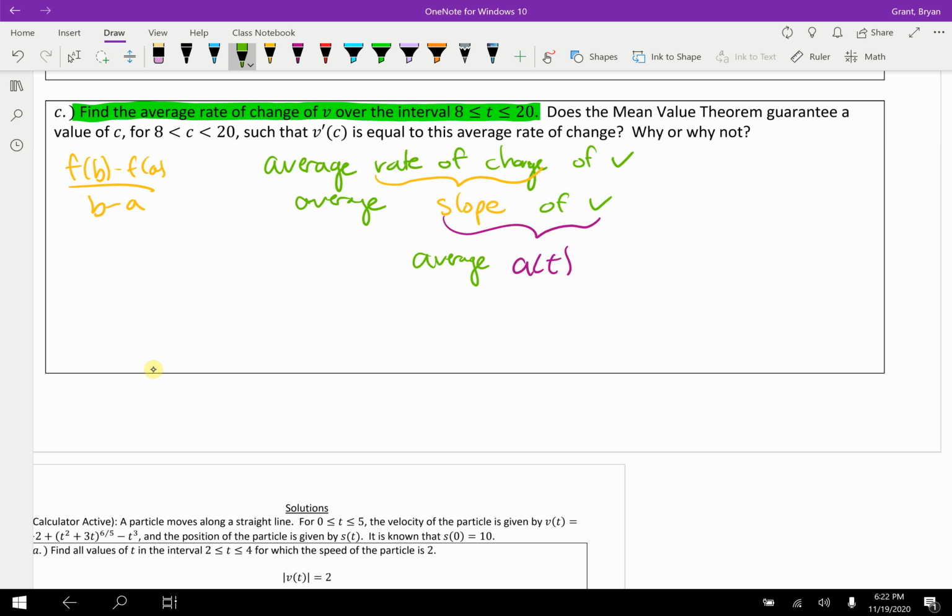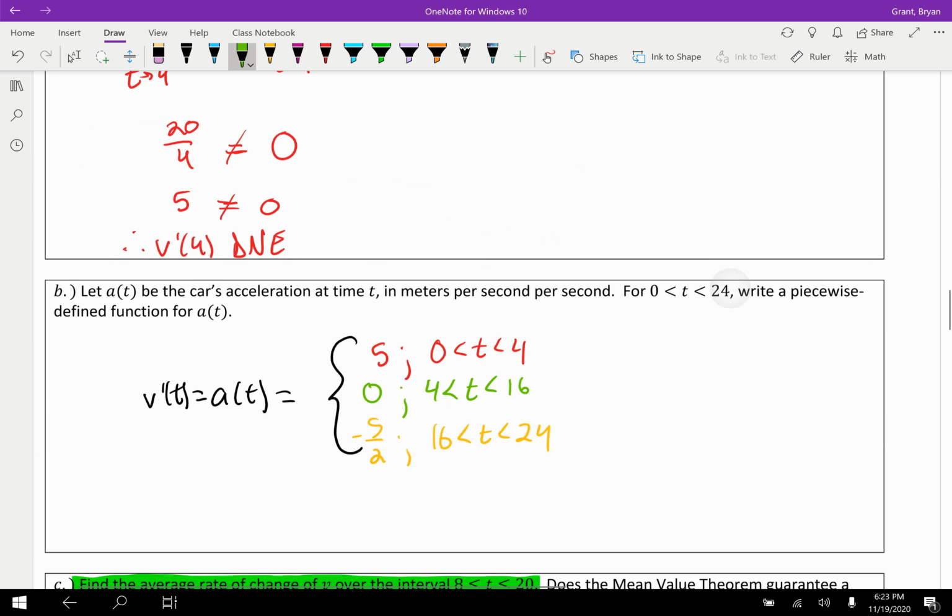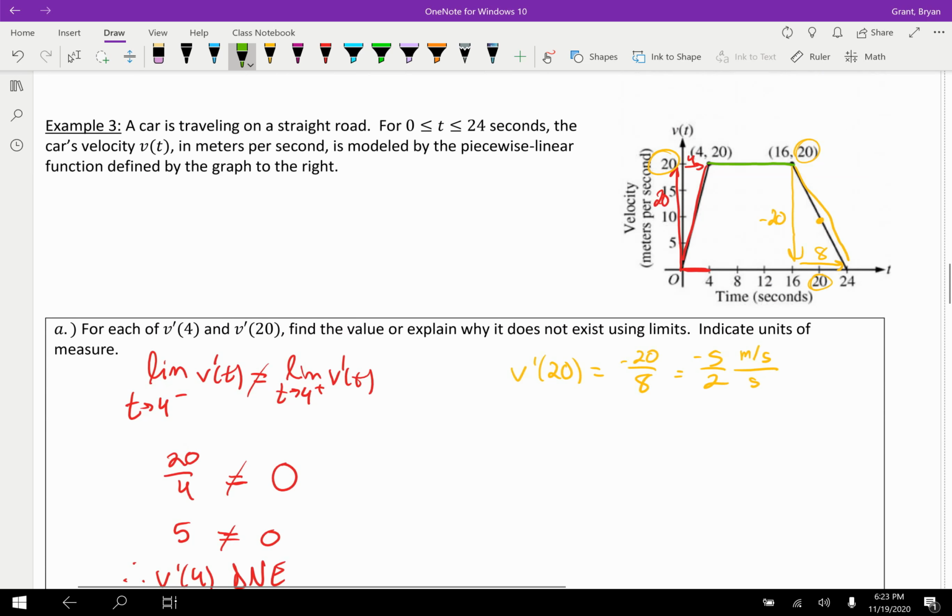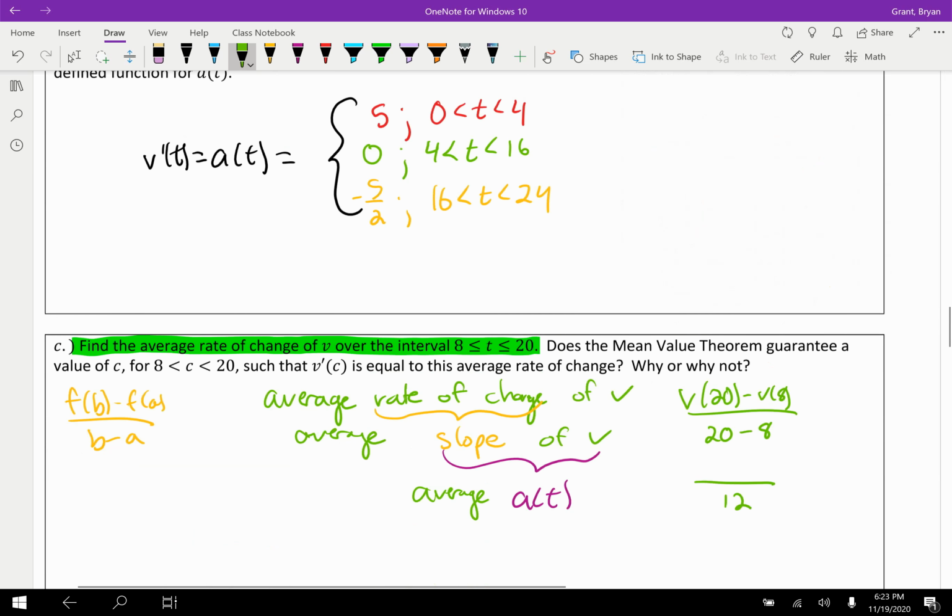So what we're going to need to do is we're going to need to find v of 20 minus v of 8 divided by 20 minus 8. Okay, most of these aren't too bad. 20 minus 8, clearly 12. V of 8, well, if I look over here, v of 8 is 20, isn't it? I mean, that's on our graph.